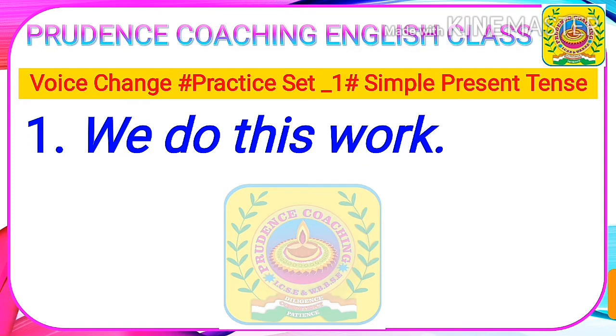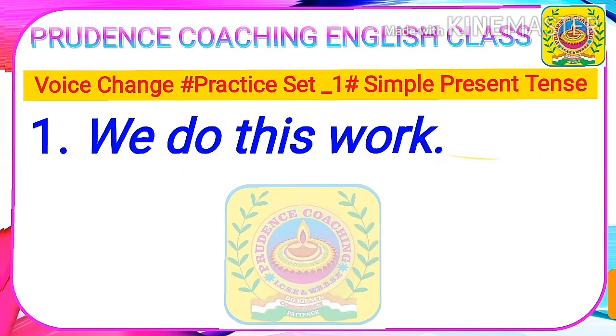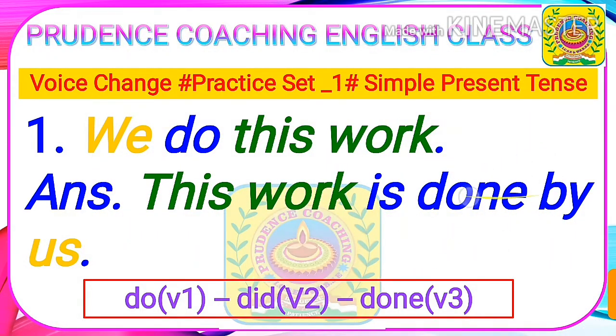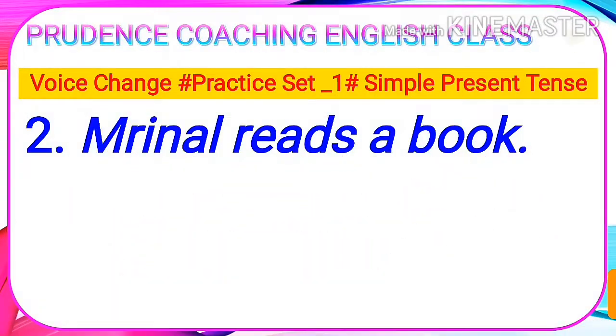After that we need to check the verb. Here the verb is in V1 form, that is the base form of the verb. Do becomes done in the V3 form, and as we have this work as our new subject, according to the new subject we need to bring is, am or are, because here the verb is in simple present tense. So our sentence will be, this work is done by us. Let's move to the second question. Start.